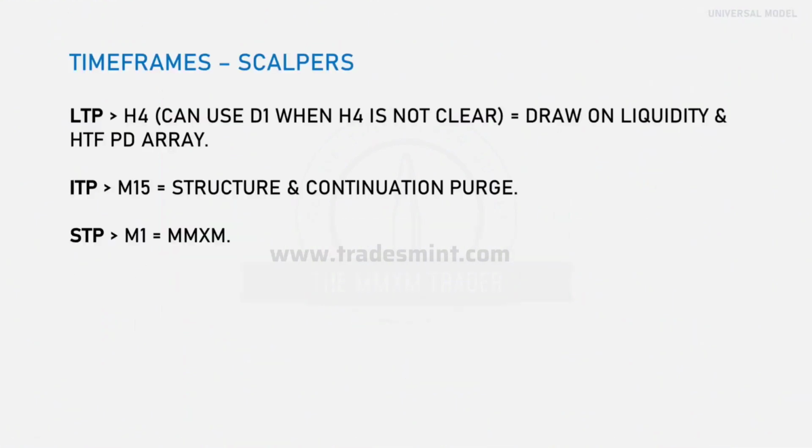So, wrapping up that universal model, now we're going to talk about those scalpers, right? So it's all fractal, time is fractal. The swing traders use those monthly and weekly charts. The scalpers use that 4-hour chart as their higher time frame. So our long-term perspective is going to be the 4-hour time frame, but we can also use the daily time frame when the 4-hour is not clear enough. And we'll use this again as our drawn liquidity and our higher time frame PD array.